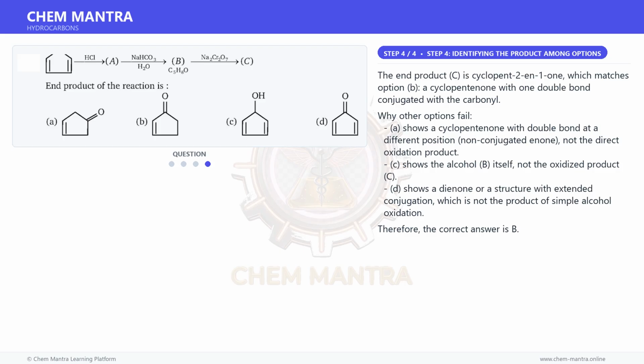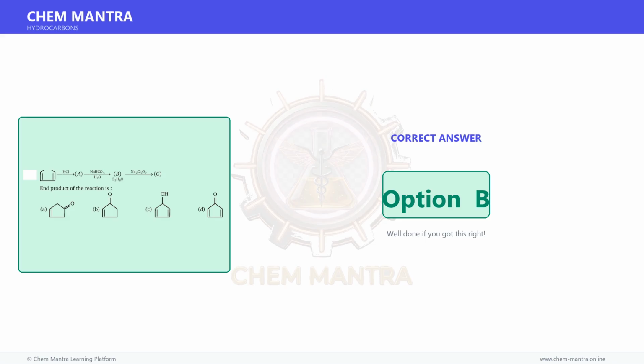Why do the other options fail? A shows a cyclopentane with the double bond at a different position, a non-conjugated enone, not the direct oxidation product. C shows the alcohol, B itself, not the oxidized product, C. D shows a diene or a structure with extended conjugation, which is not the product of simple alcohol oxidation. Therefore, the correct answer is option B.